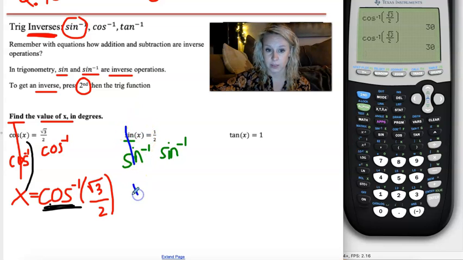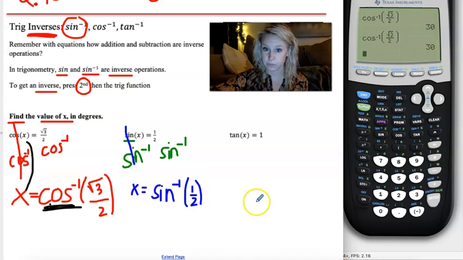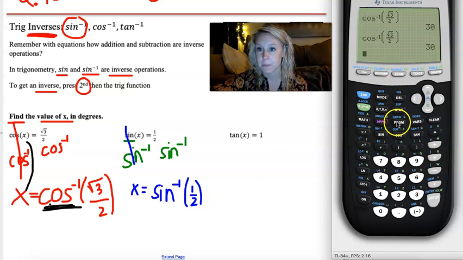Bring down x equals, and then you bring down sine -1, and then put the number after it. And that's our answer. Okay, so let's type it in.